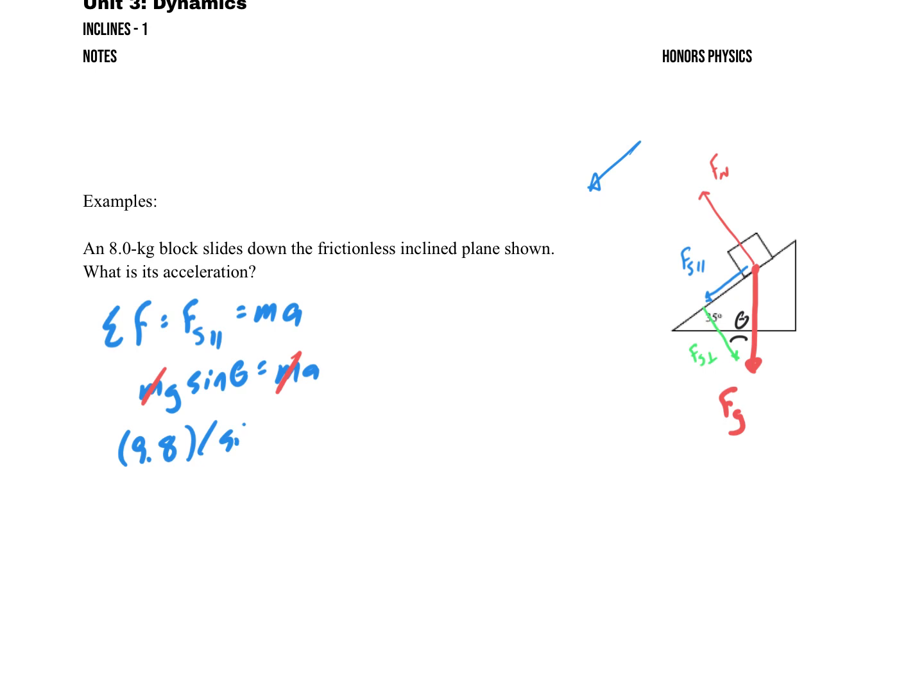9.8 times sine 35. And that gives me the acceleration of the object, which is about 5.62 meters per second squared. We would say down ramp, so it's not too confusing.